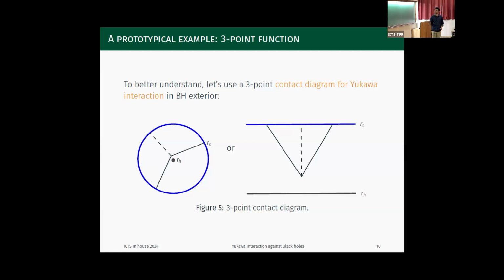So this is a 3-point contact diagram, which you can either see from the circular picture or this planar picture. Note one thing: the point where the interaction vertex is, is always in the exterior of the black hole, because there is no interior in the diagram. That's why all the vertices are going to be in the exterior of the black hole. So this was just an example.